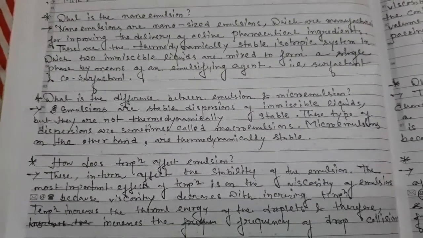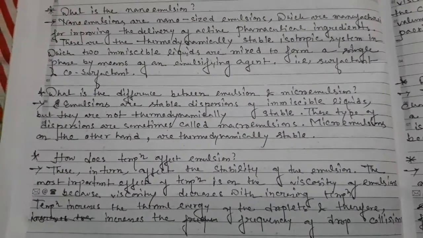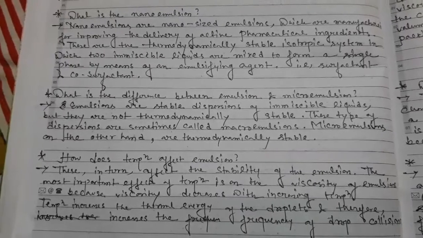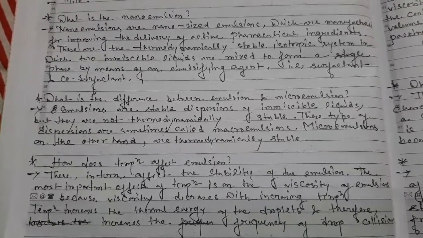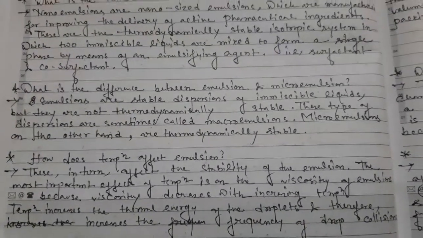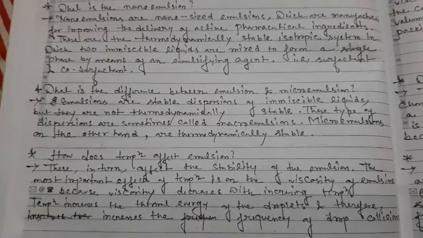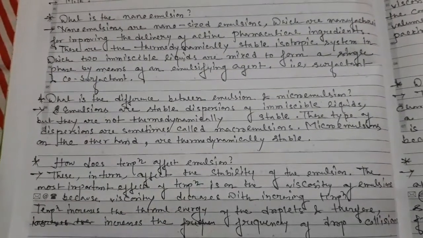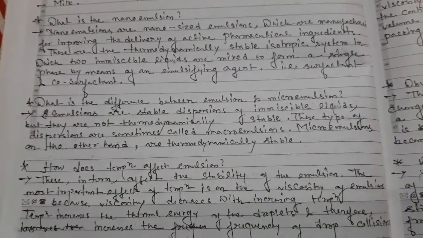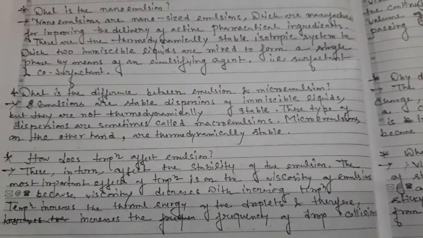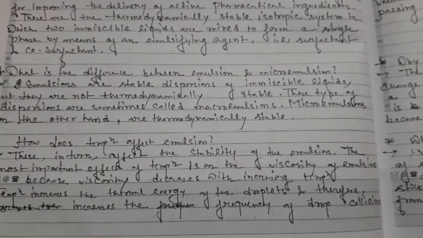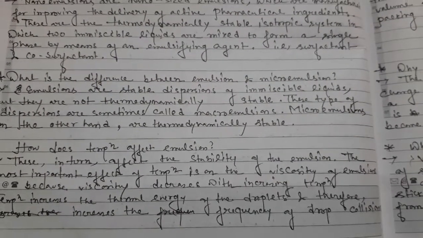How does temperature affect emulsion? It affects the stability of the emulsion. The most important effect of temperature is on the viscosity of the emulsion, because viscosity decreases with increasing temperature, and temperature increases the thermal energy of the droplets and therefore increases the frequency of droplet collision.